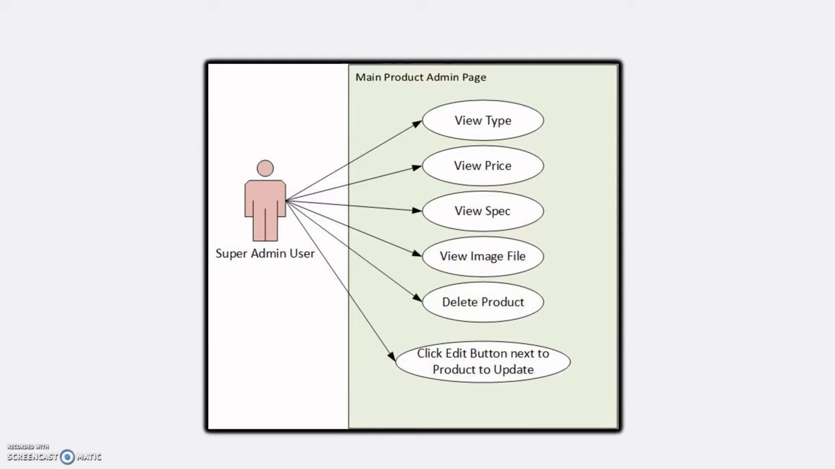We also updated the use case diagram for the main product admin page. We still have view type, view price, view spec, view image file. We added delete product, and we still have the update product button.